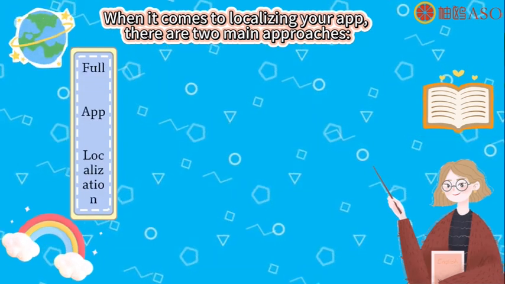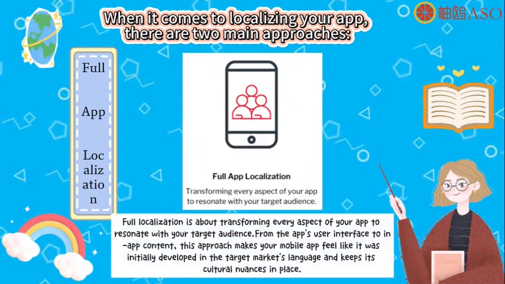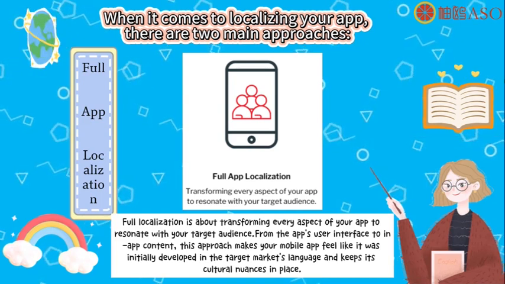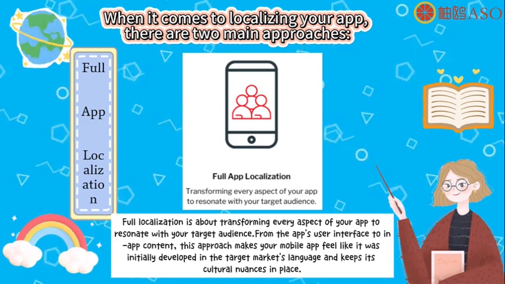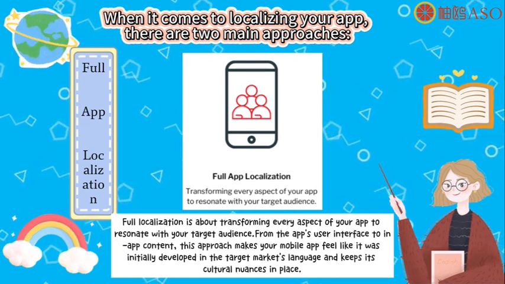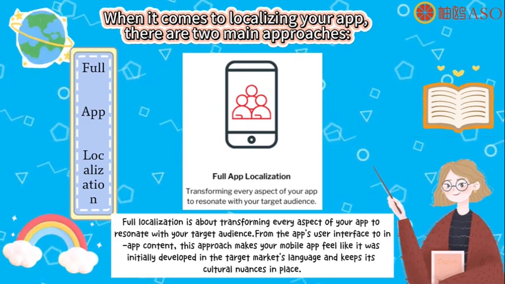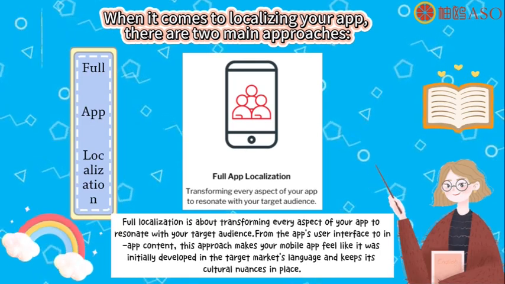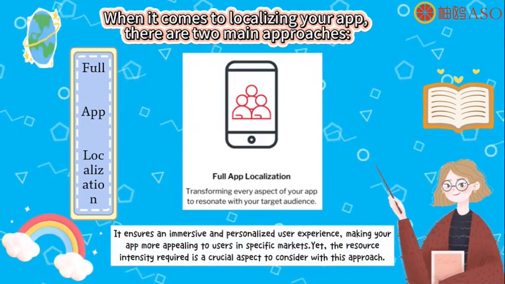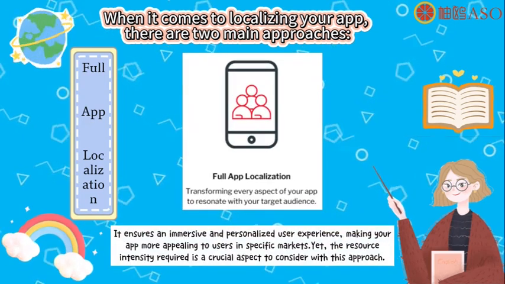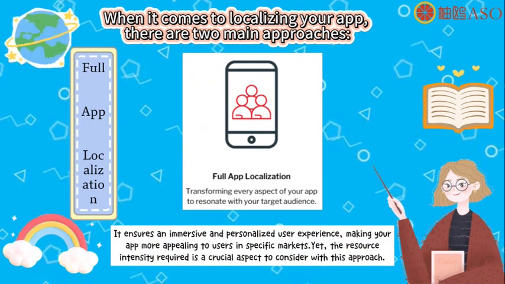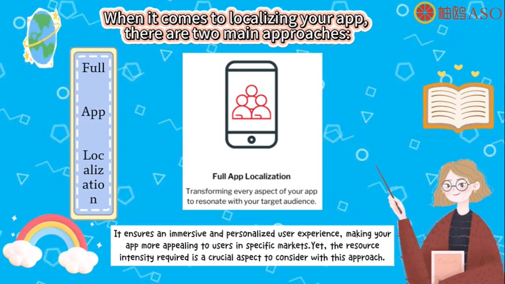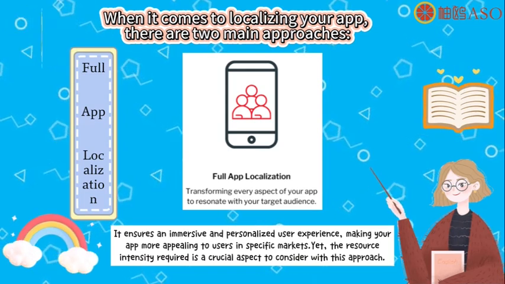Full app localization. Full localization is about transforming every aspect of your app to resonate with your target audience, from the app's user interface to in-app content. This approach makes your mobile app feel like it was initially developed in the target market's language and keeps its cultural nuances in place. It ensures an immersive and personalized user experience, making your app more appealing to users in specific markets. Yet, the resource intensity required is a crucial aspect to consider with this approach.